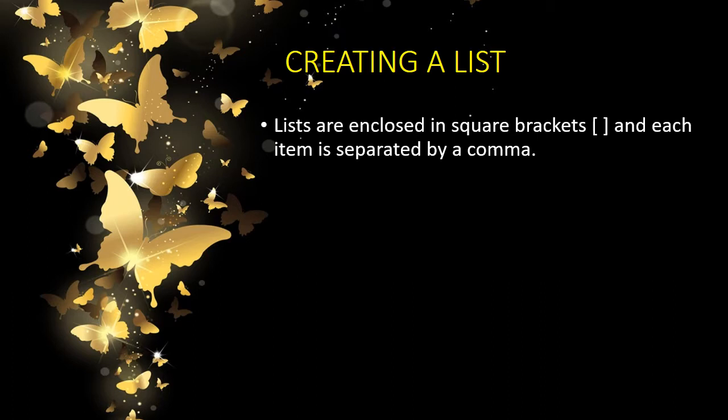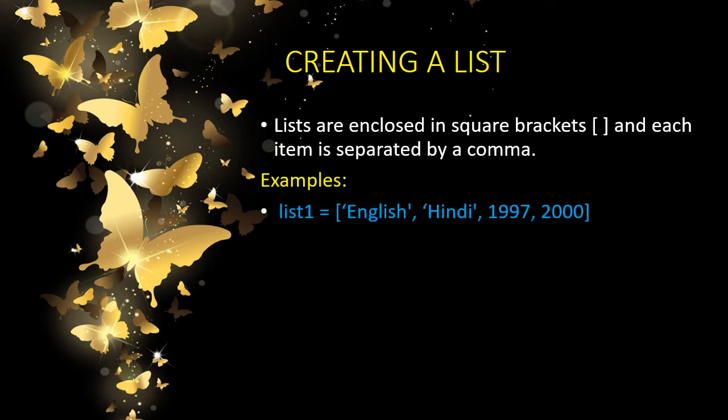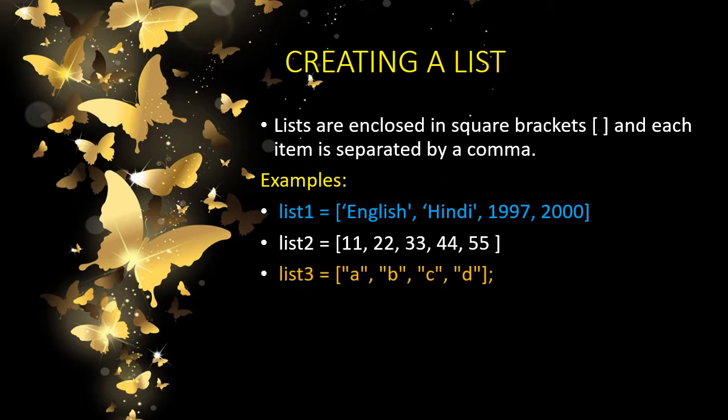We can create the list by enclosing items in square brackets, and every element in the list is separated by a comma. So here English, Hindi, 1997, 2000 are the items of the list, and those are separated by a comma. So a list is a collection of different types of items. That's why here string and integer are mixed. Here only integers are given, an integer list. And this one has only strings, list 3. So list 1, 2, 3 are list objects.